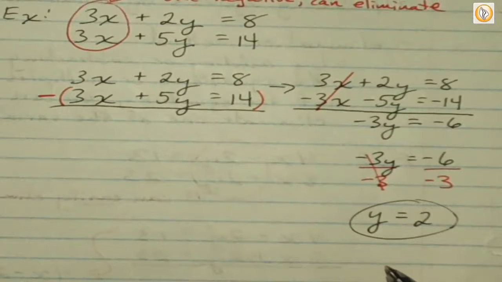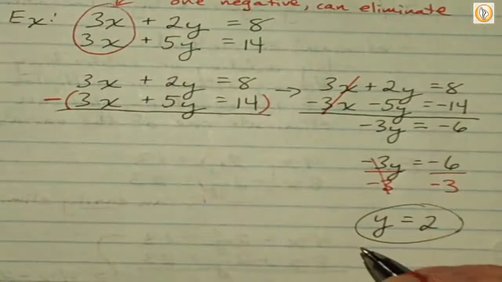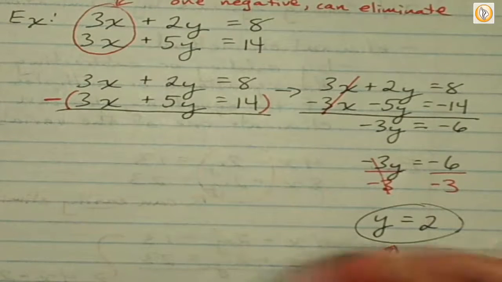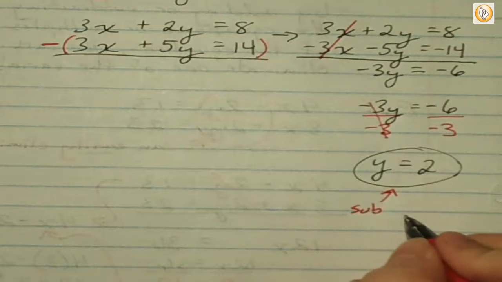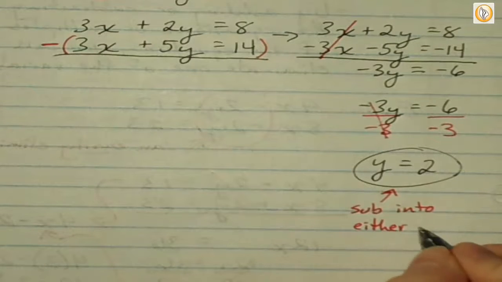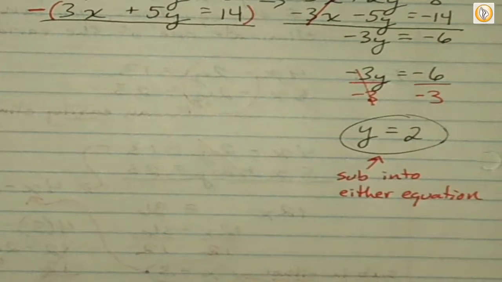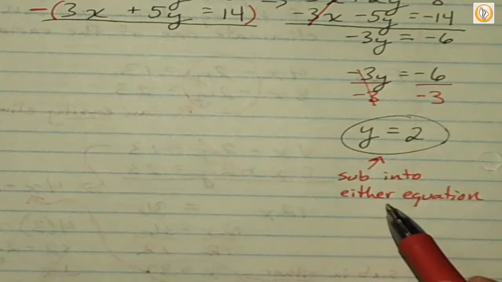What do I do with the 2? You're going to substitute it in, in either one of them, either in the 2 or the 5 one. Okay, so either one of these equations. So you're going to sub into either equation. Write that down. Sub that 2 into either equation.